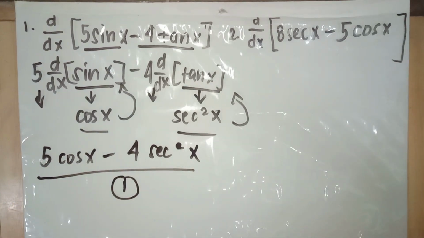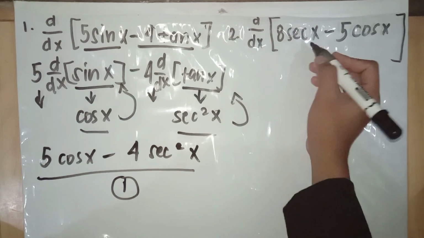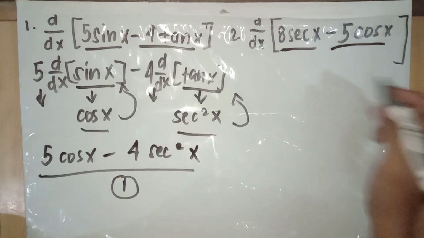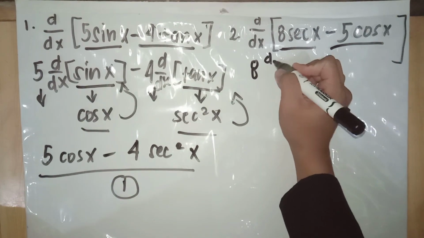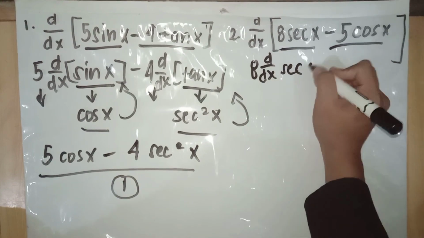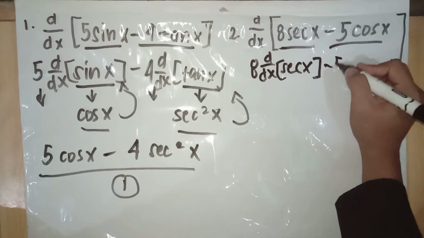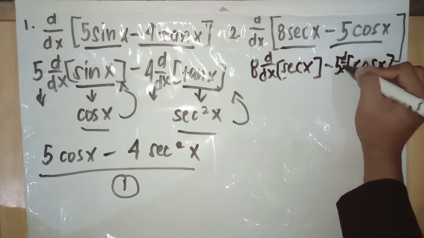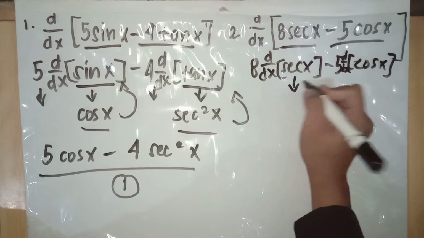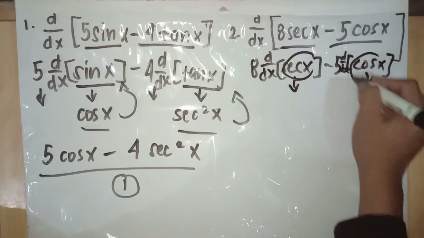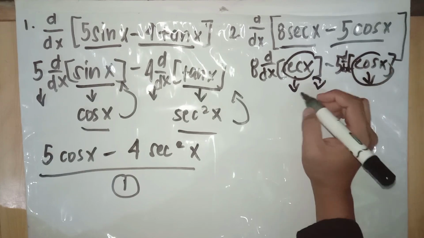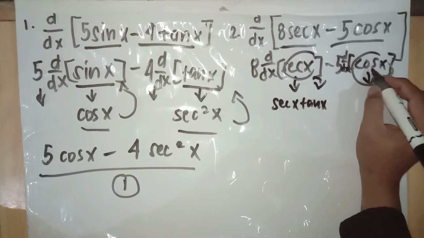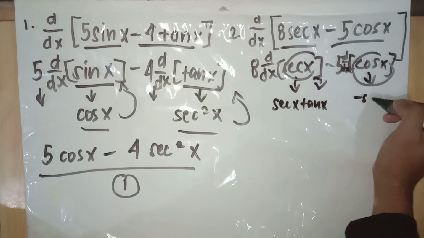Now for another example, we are going to find the derivative of 8 secant x minus 5 cosecant x. We will write it as 8 times the derivative of secant x minus 5 times the derivative of cosecant x over dx. Based on the derivatives of these two trigonometric functions, the derivative of secant x is secant x tangent x, while the derivative of cosecant x is negative cosecant x cotangent x.